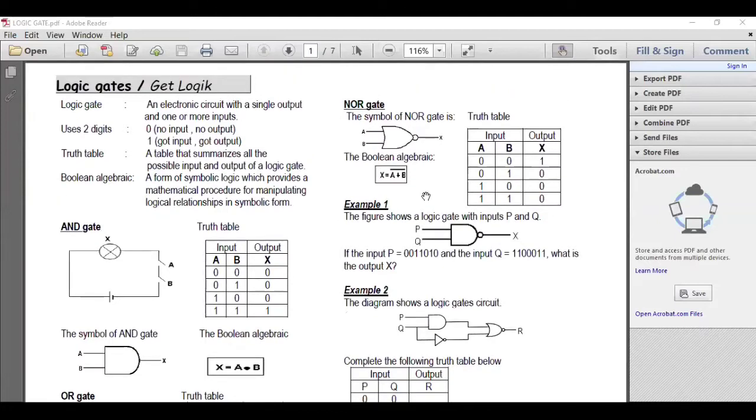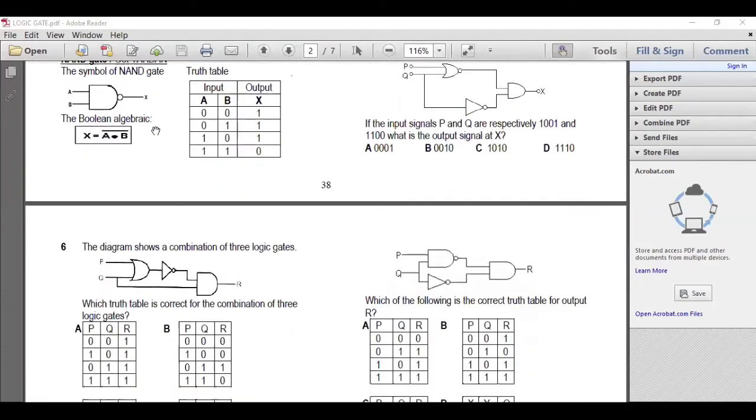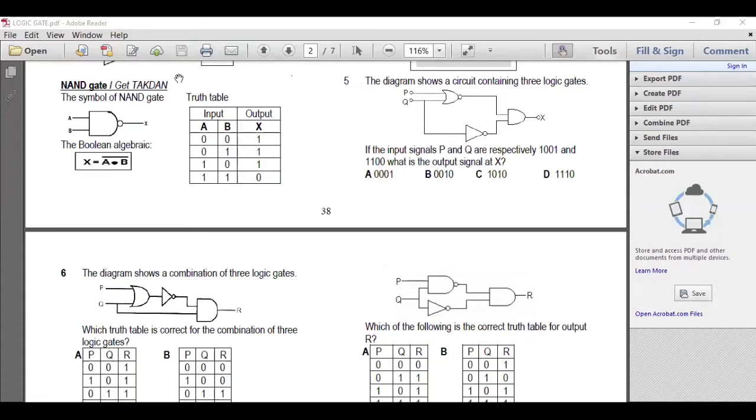Next, the NAND gate first. The NAND gate is a combination of AND and NOT. Let's say you have an AND gate, and then you have a NOT gate. Let's say your inputs are 0, 0, 1, 0, 0, 1, and 1, 1.